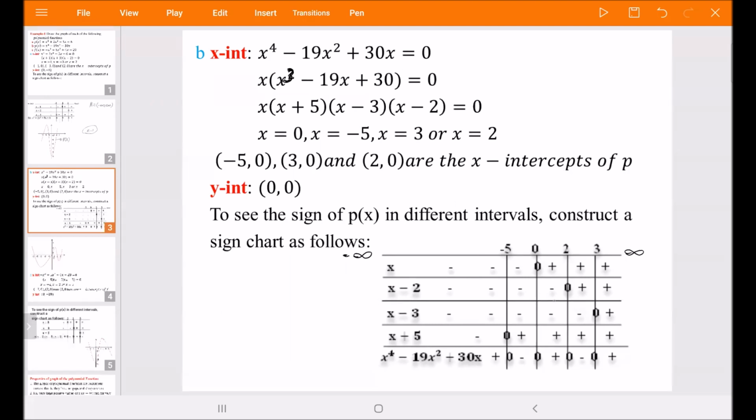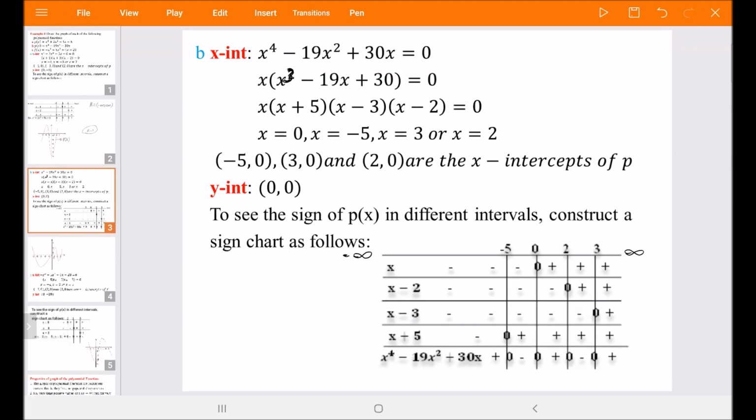x is equal to 0 when x is equal to 0. x minus 2 is equal to 0 when x is equal to 2. x minus 3 when x is equal to 3. x plus 5 when x is equal to minus 5. And the polynomial x to the power 4 minus 19x squared plus 30x is equal to 0 when x is equal to minus 5, 0, 2, and 3. So we write at x equal to minus 5, 0, 2, and 3, zeros, to indicate that the graph of this function crosses the x-axis at these four different points.